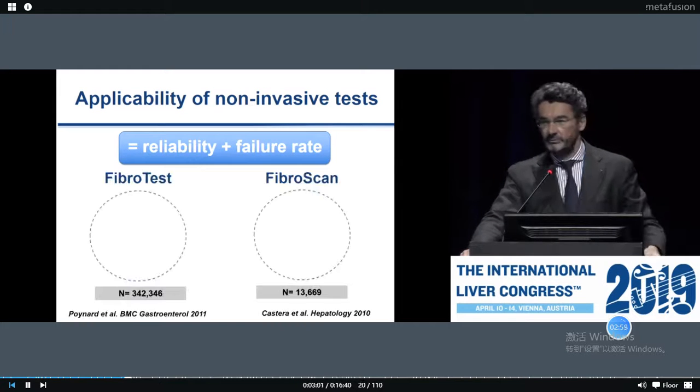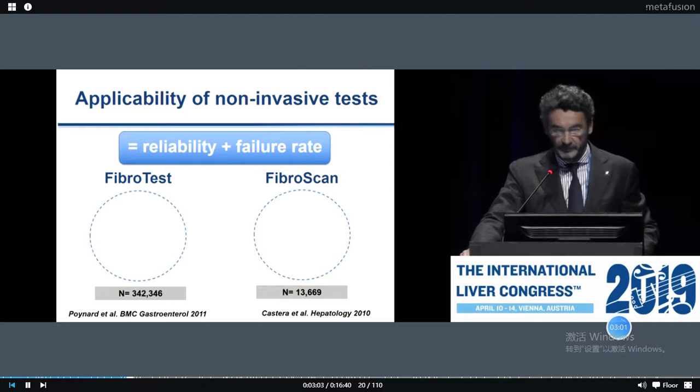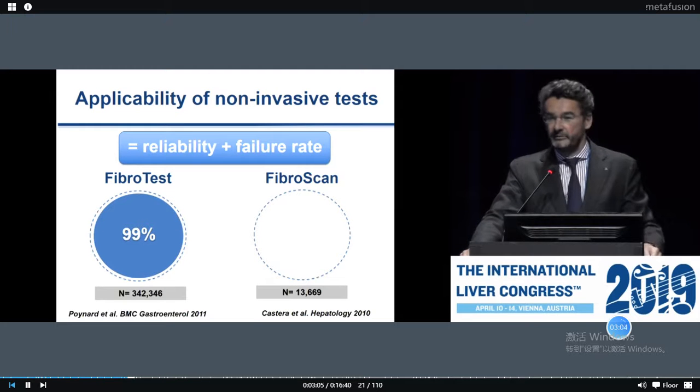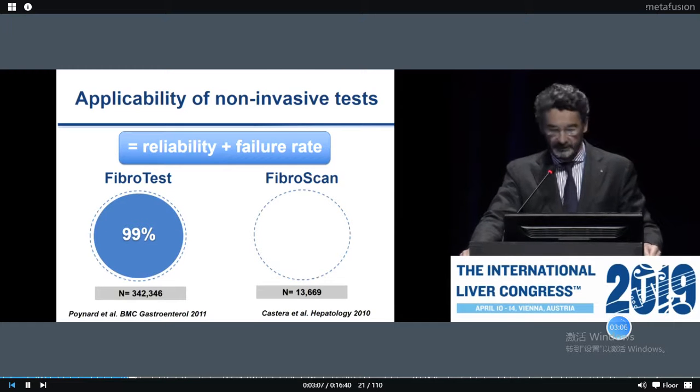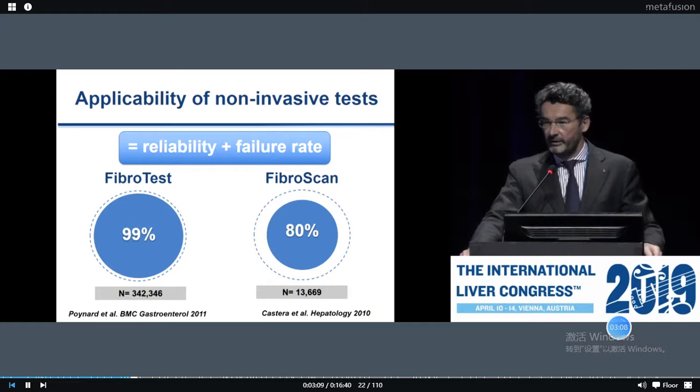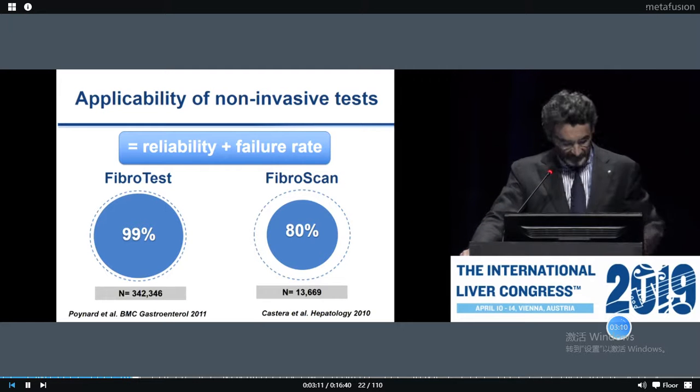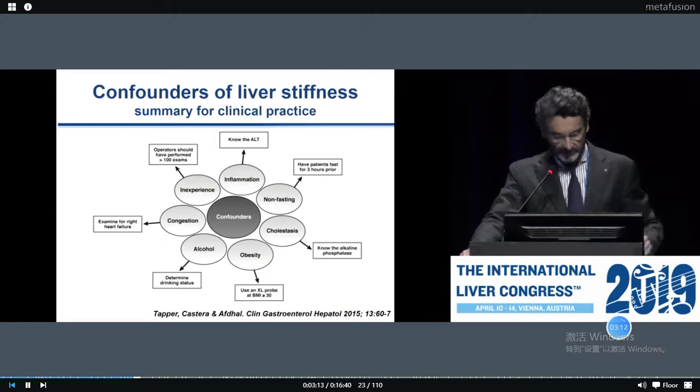And if you look at the two most validated tests, FibroTest and FibroScan, the numbers are high. FibroTest has very high applicability, 99%, whereas we all know FibroScan has limited applicability, especially in obese patients and also in case of inflammation.